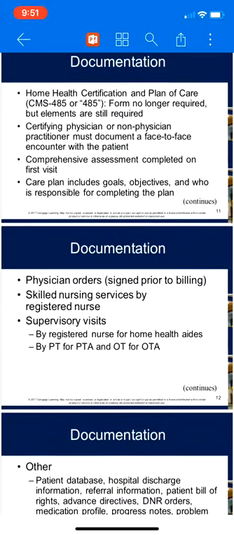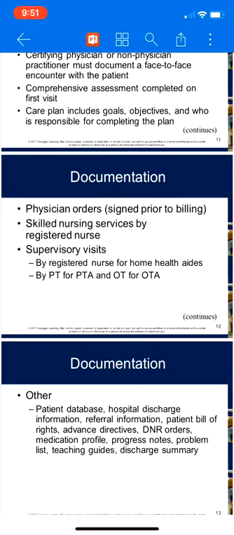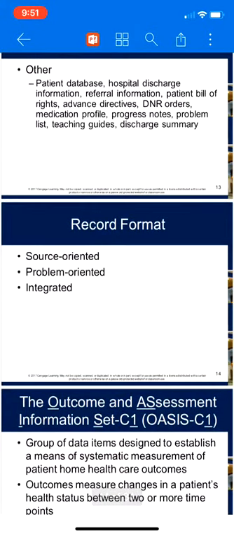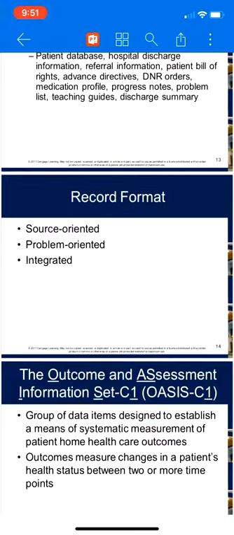And then we get back into our different kinds of record formats. So we have our source-oriented, problem-oriented, and integrated. Just to touch back on that briefly, your source-oriented is going to be your traditional way in which a record is organized, and it's sorted into different sections according to the actual department or discipline.